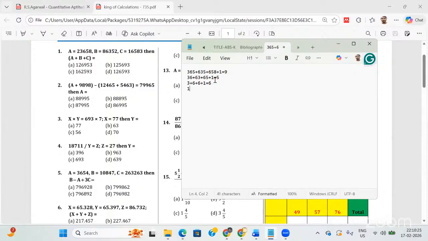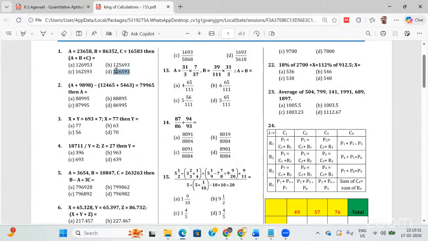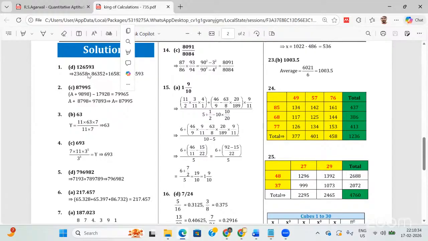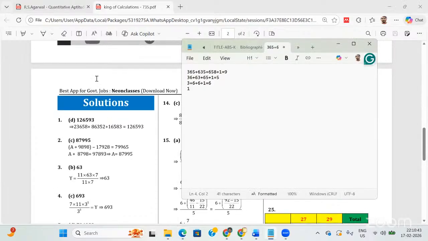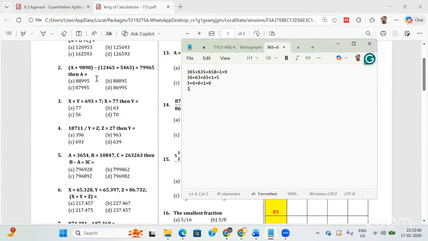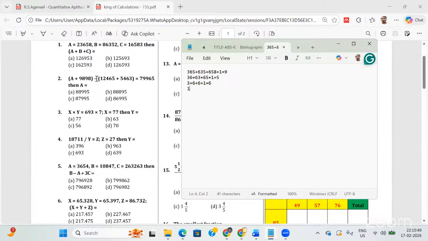659, 659. The middle three digits are 659. Where is this? Is this item number D? Answer D, yes, answer D. Okay. Any problem for that particular sum? No, sir. You can solve it this way. The way I did it is probably very difficult, but you can solve this sum accordingly.